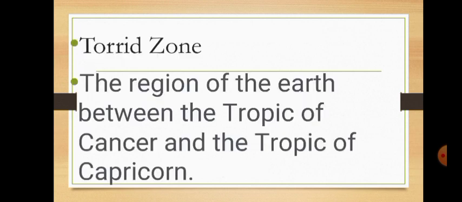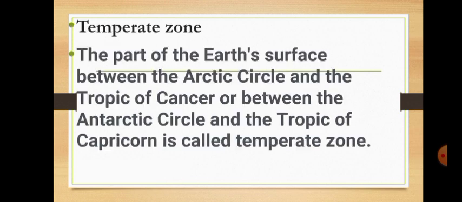So now we can see this. There are 3 heat zones: torrid zone, temperate zone and frigid zone. Let's see the explanation. Torrid zone: the region of the earth between the Tropic of Cancer and the Tropic of Capricorn is called torrid zone.